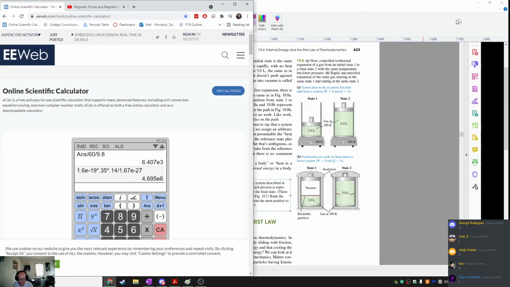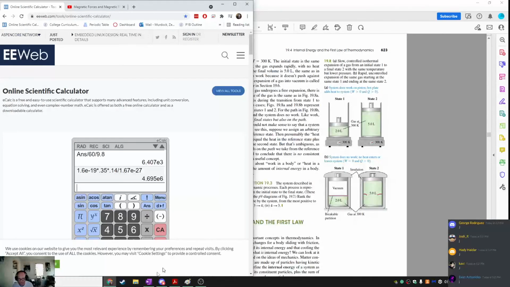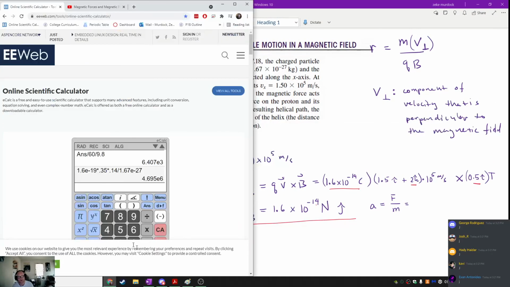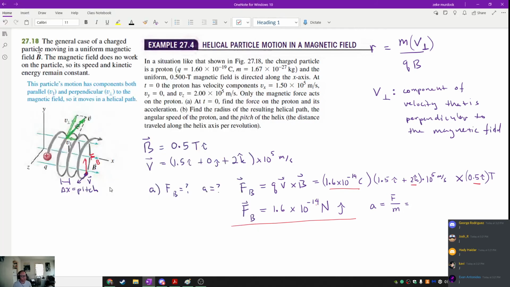So we want to do force over mass. If we take the force we got, which is 1.6 times 10 to the minus 14, and divide by the mass, which is 1.67 times 10 to the minus 27, we get 9.6 times 10 to the 12, which seems like a really huge acceleration.